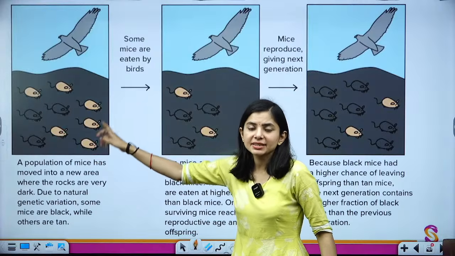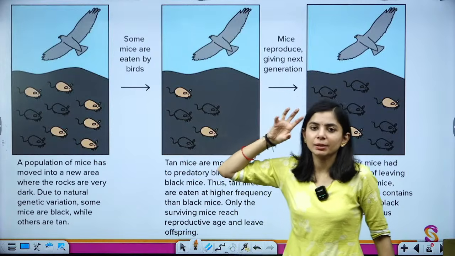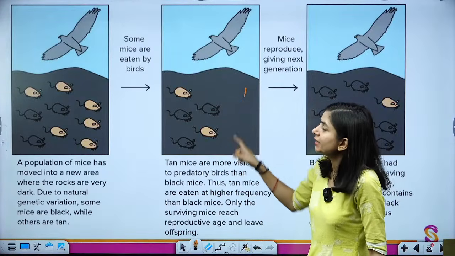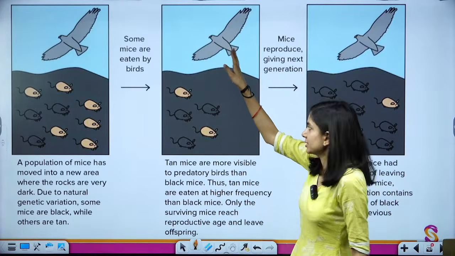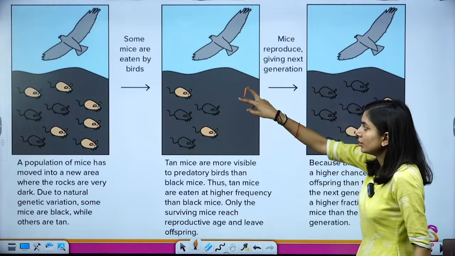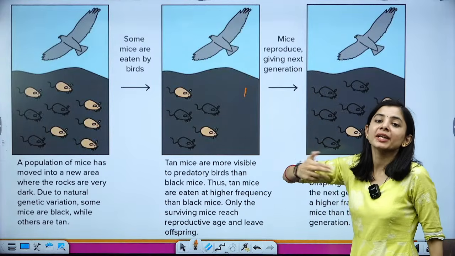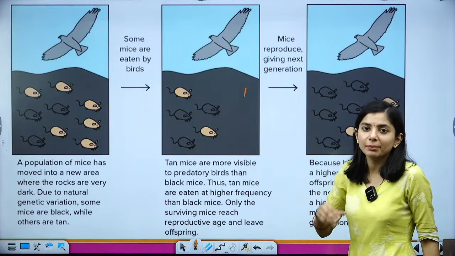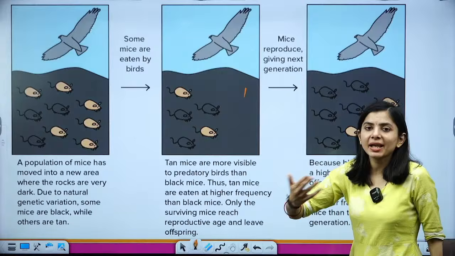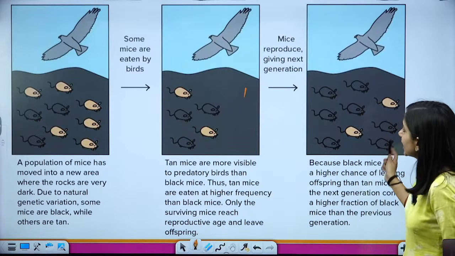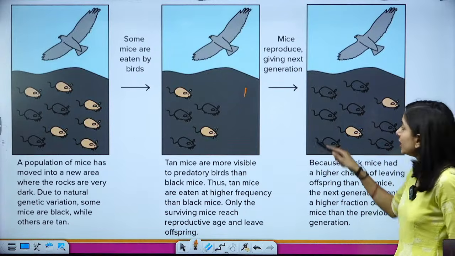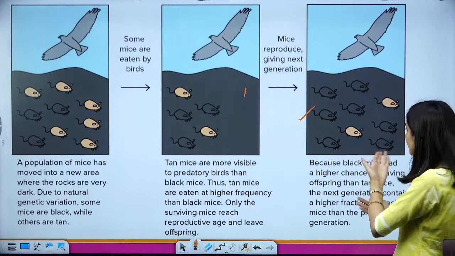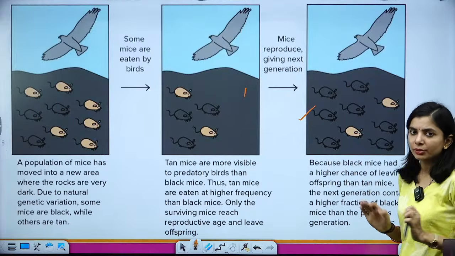So the white mice are noticed and eaten by the birds, the predators. As soon as the white mice are targeted, the black mice will have a conducive environment to multiply themselves. And that's what you can see here. You can find out later on the black mice are increasing their number compared to the white mice. So this is what you can understand.